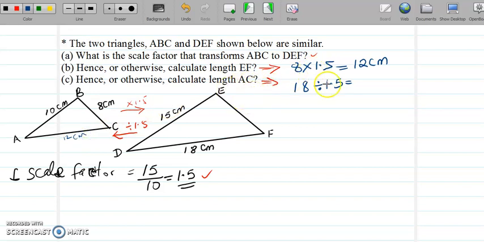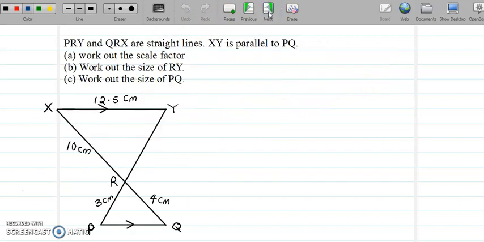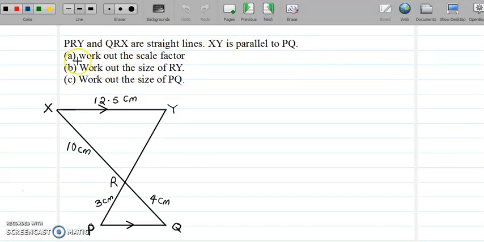Okay, now looking at the other one, here we have that PRY and QRX are straight lines. XY is parallel to PQ. See the sign? They are parallel to PQ.